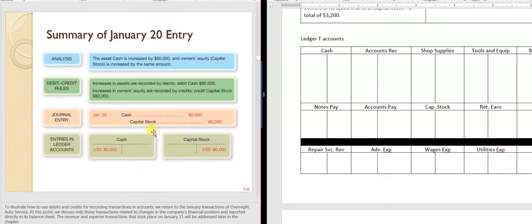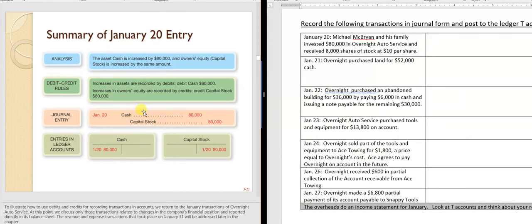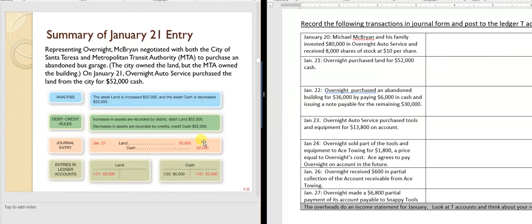Okay, so right now we have a debit to a journal entry. This is the important thing. Your journal entry should just look like this, cash and capital stock, and your balances at the bottom should look like that.